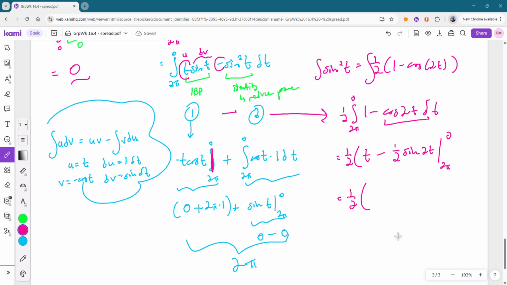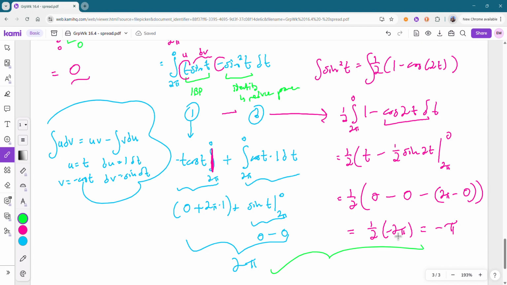So if we plug in 0 to this thing, we're going to get 0 minus 0. Subtract what we get when we plug in 2 pi. We get 2 pi minus 1/2 times sine of 4 pi. Sine of 4 pi is 0. So if we look carefully, at the end of the day, we have 1/2 times 2 pi, which is pi, but we are subtracting that, so all together we're going to get 2 pi minus pi, which is 3 pi.